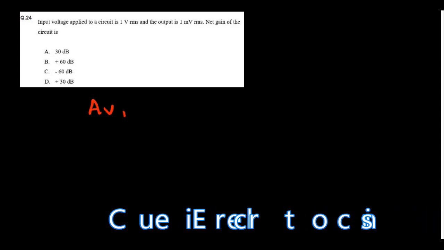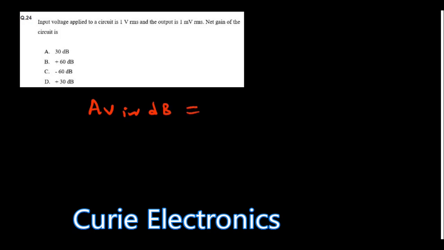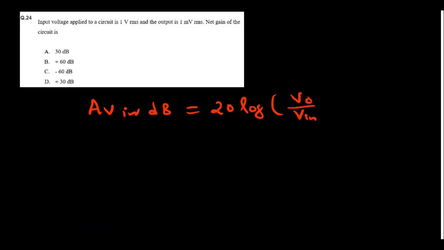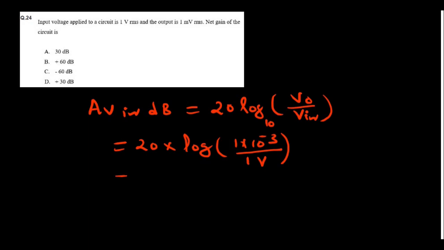The input voltage applied to a circuit is 1 volt RMS and the output voltage is 1 millivolt RMS. What is the net gain of the circuit in dB? Gain in dB equals 20 log Vout upon Vin, which equals 20 multiplied by log 10 of Vout, which is 1 millivolt, that is 1 multiplied by 10 to the power minus 3, upon 1 volt, the input.